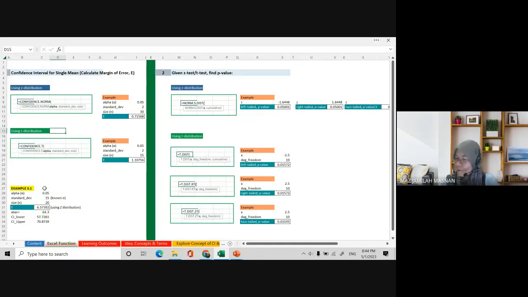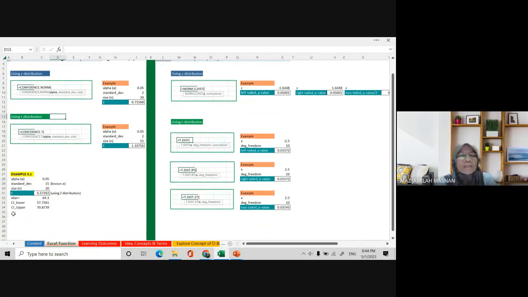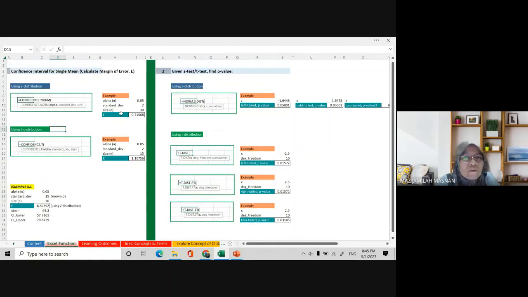If you look at your textbook on page 93. Okay, on page 93, these are the things that we can do in order to get the CI, for example 3.1. Now before we go to example 3.1, let us look at how we can find the Z distribution or the margin of error.